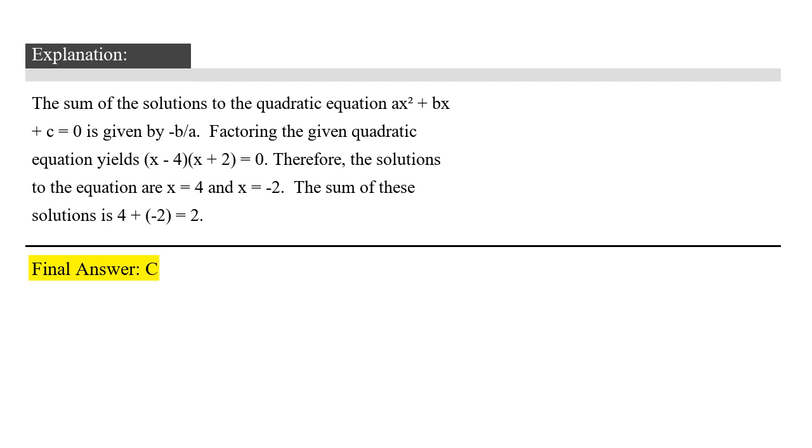The sum of the solutions to the quadratic equation ax^2 + bx + c equals 0 is given by -b/a. Factoring the given quadratic equation yields (x - 4)(x + 2) equals 0. Therefore, the solutions to the equation are x equals 4 and x equals -2. The sum of these solutions is 4 plus -2 equals 2.